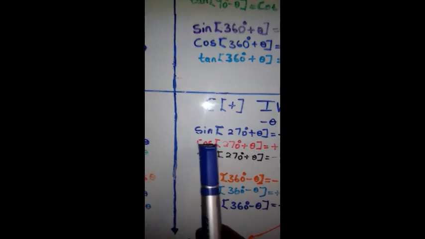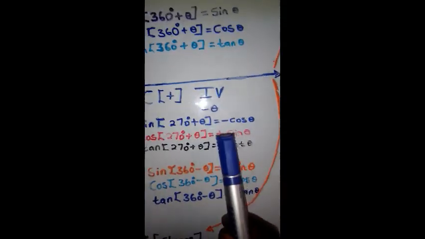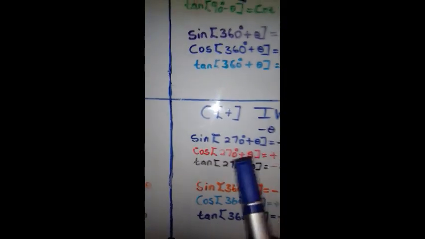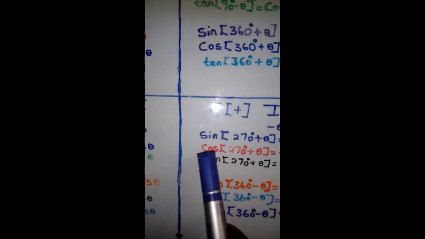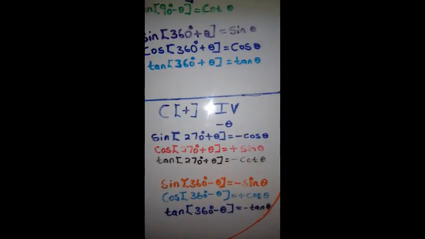Now cos 270 plus theta, cos is what on the fourth quadrant? Cos is positive, so it's going to be positive. But 270 means what? It means change, so it's going to be positive sine theta.